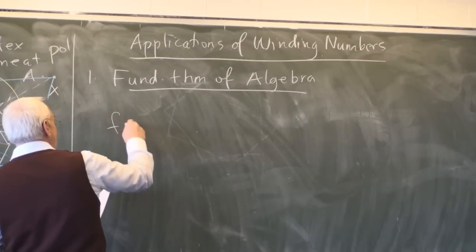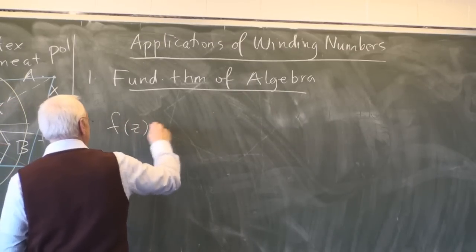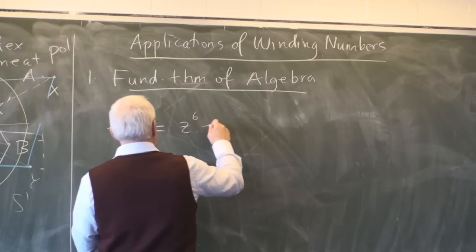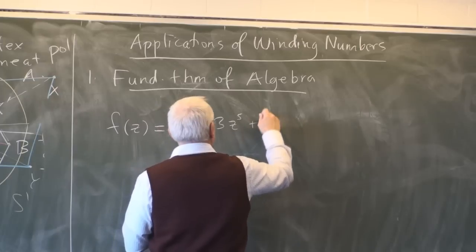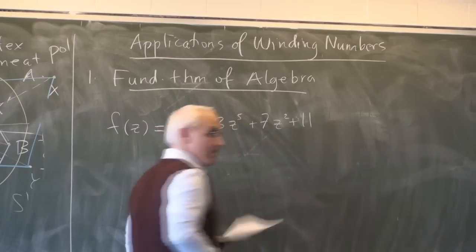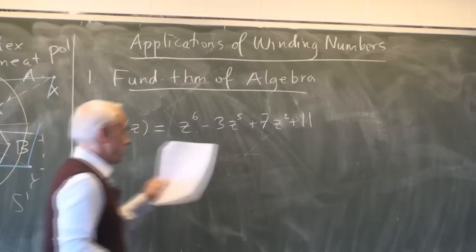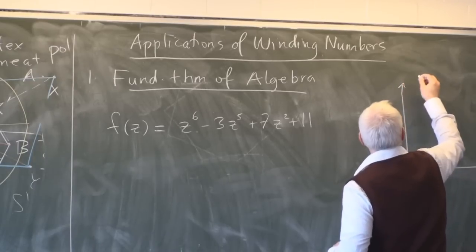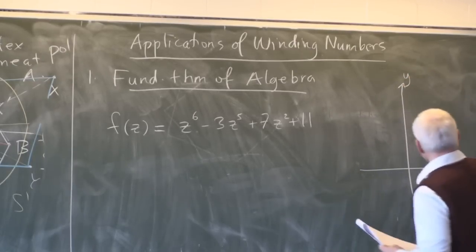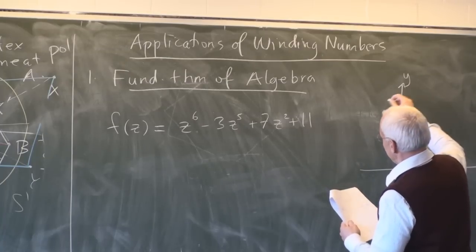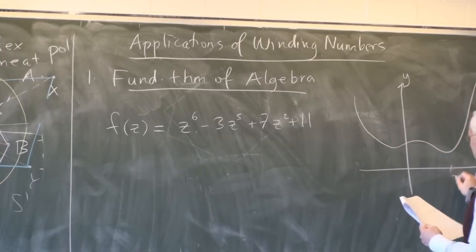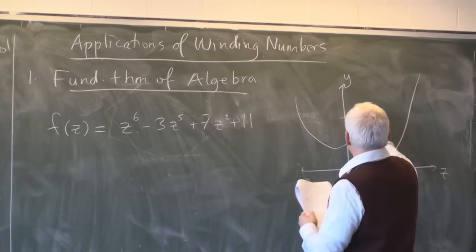So what is the fundamental theorem of algebra? Well, it says that if you have a polynomial, let's say f of z, I'll use this polynomial as an example, z to the 6th minus 3z to the 5th plus 7z squared plus 11. And if you plot that particular polynomial over the usual rational numbers, it looks something like this. That's roughly about 2 there, minus 2, about 50.